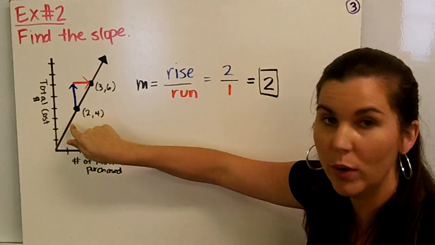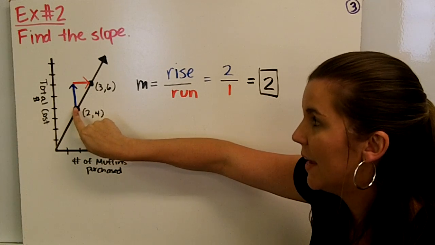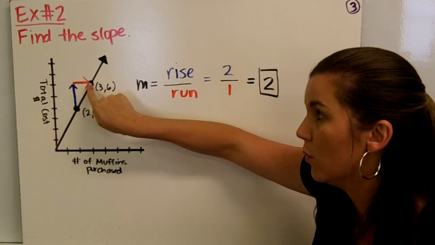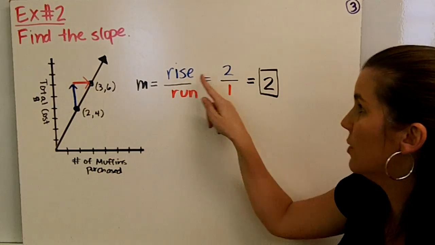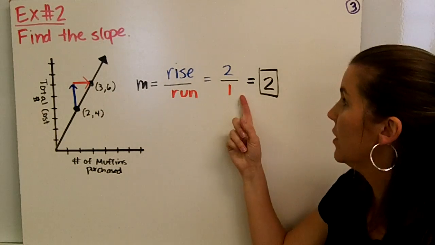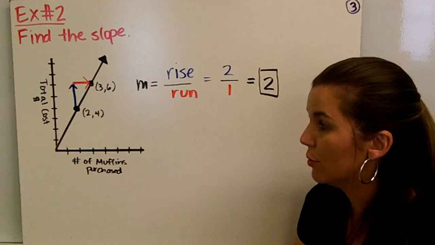So you start at one point and move to the next point. So I'm going to start at 2, 4, and if I count 1, 2, and then over 1. So I went up 2, that's the rise, and I went to the right 1, that's the run. 2 divided by 1 is 2. So the slope of this line is 2.